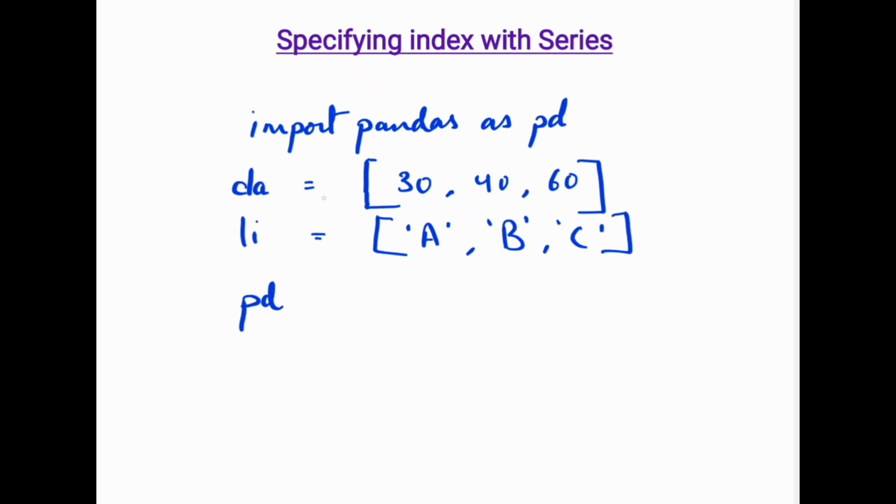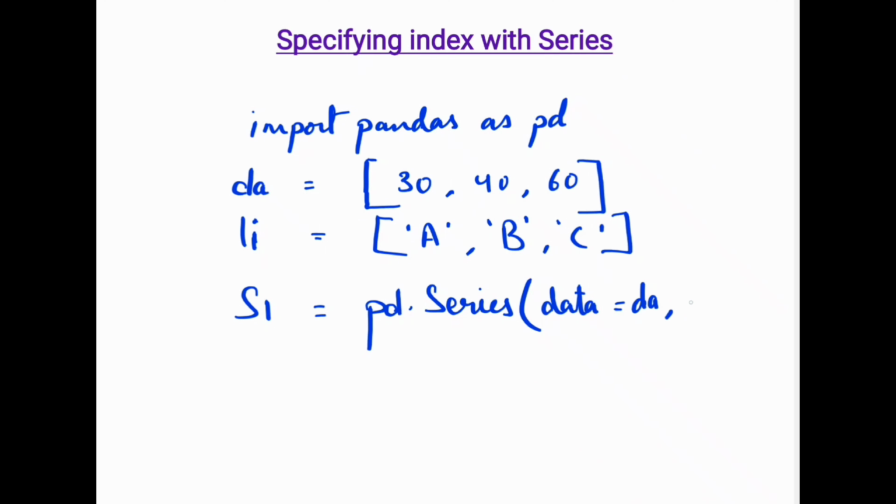first we have to import pandas, and then I am writing DA equal to 30, 40, 60. I have made a list to give the data, and LI, again a list, which will be my index. So S1 equal pd.Series, and then the data part will be DA, followed by index. Now this will replace the default index. So index equal LI. Okay.